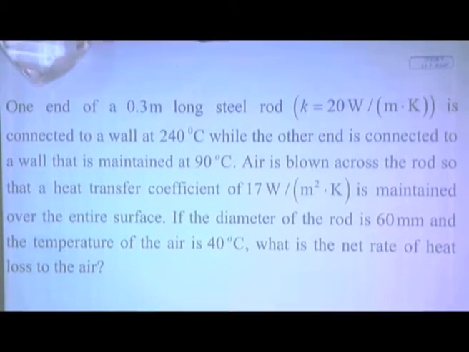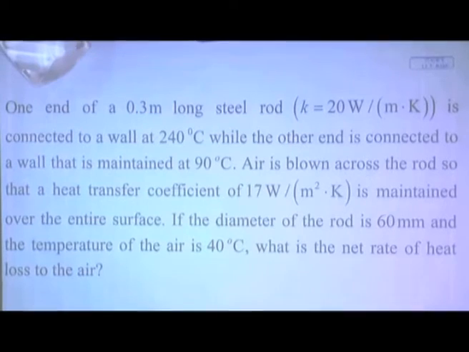Okay, these are the representative fin problems. All right? Okay?